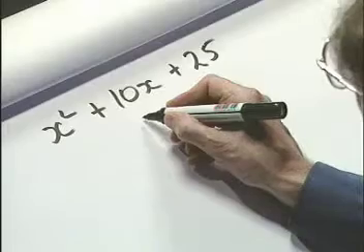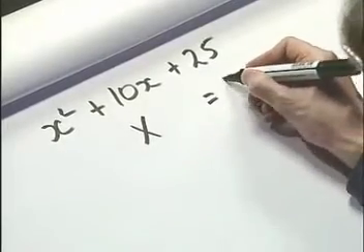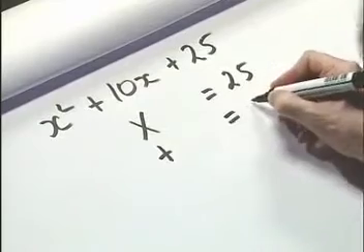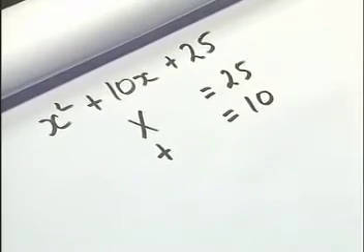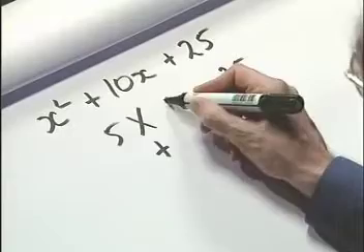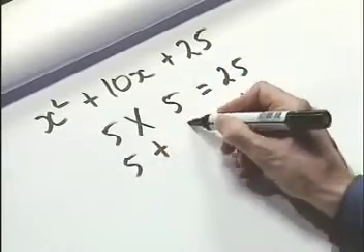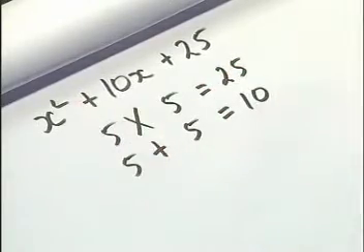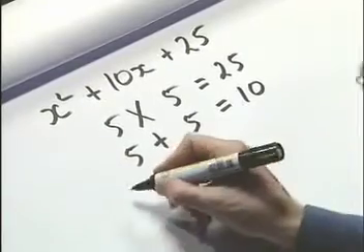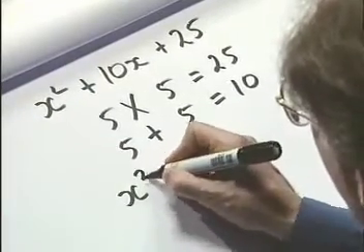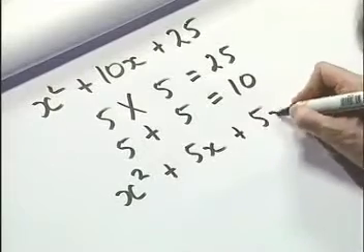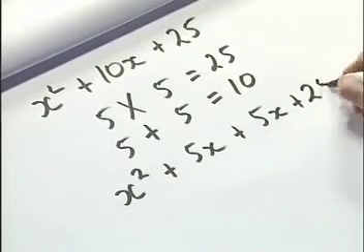We want two numbers that multiply together to give 25, and add together to give us 10. The obvious choice for that is 5 and 5. 5 times 5 is 25. 5 plus 5 is 10. So we break that middle term down: x squared plus 5x plus 5x plus 25.